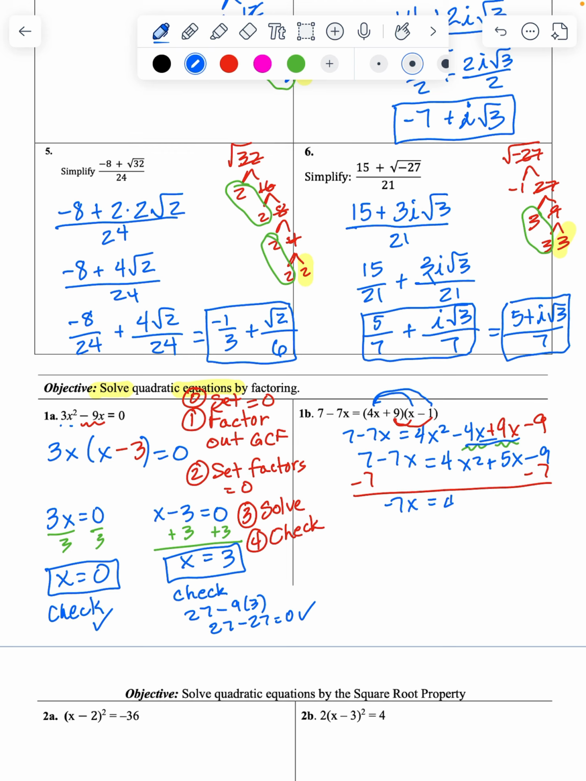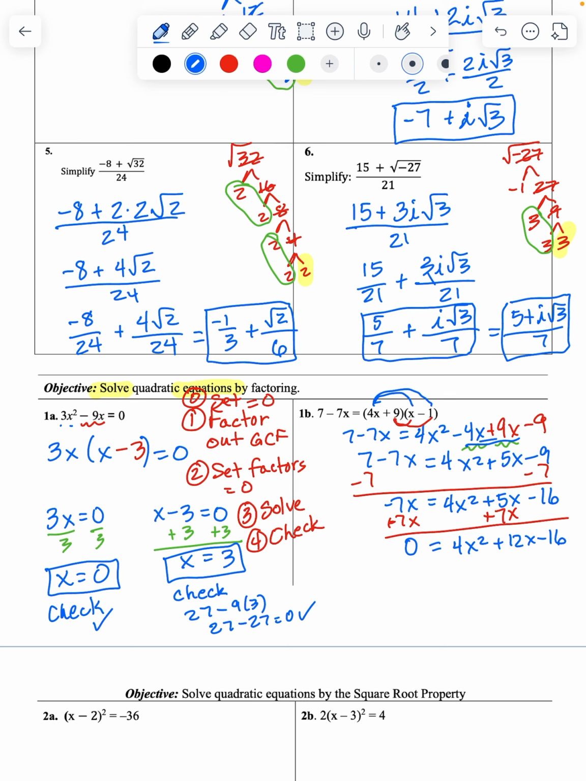So negative 7x equals 4x squared plus 5x. Negative 9 and negative 7, when we add them, or negative 9 minus 7, is negative 16. Subtract or add the 7x to get rid of the negative 7x. So we need to undo that operation. So we get 0 on the left hand side equals 4x squared plus 12x minus 16. So we've got it equal to 0.